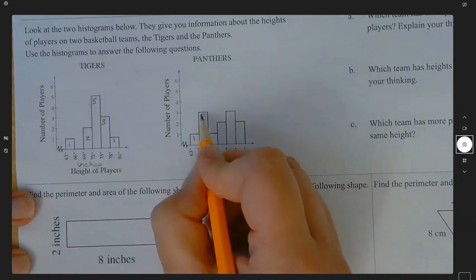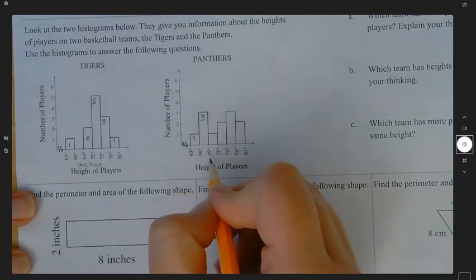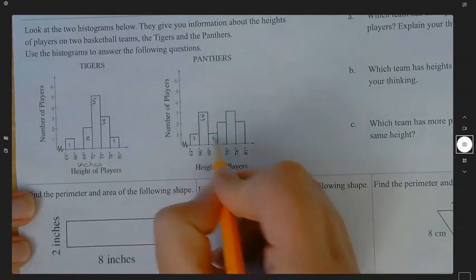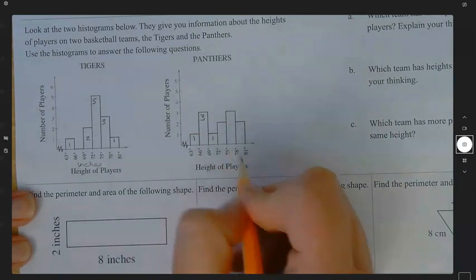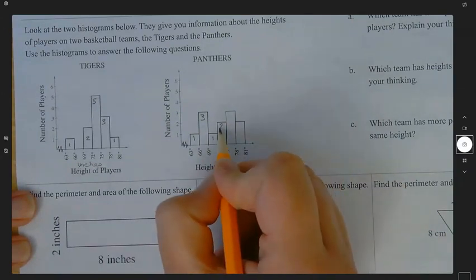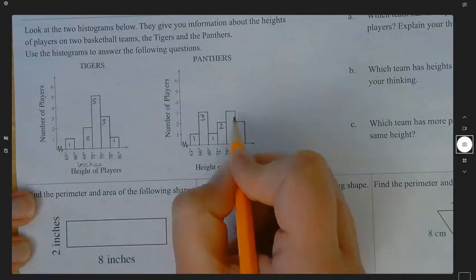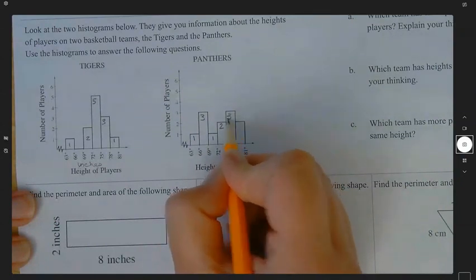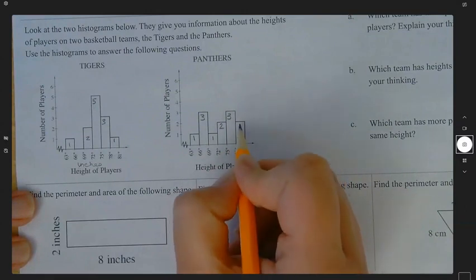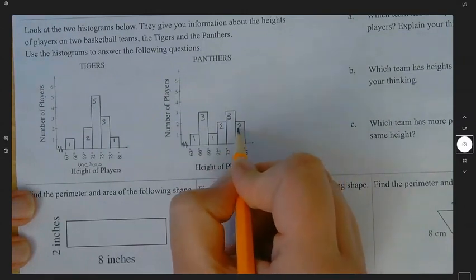66 and 69, we have 3. 69 and 72, we have 1. 72 and 75, we have 2. 75 and 78, we have 3 again. And then 78 and 81, we have 2.